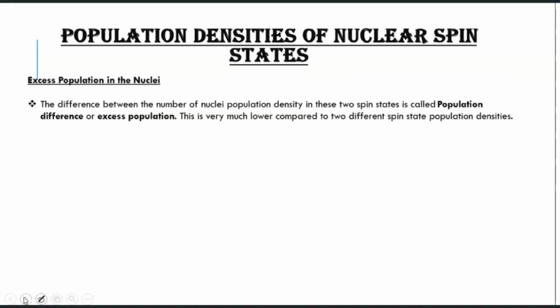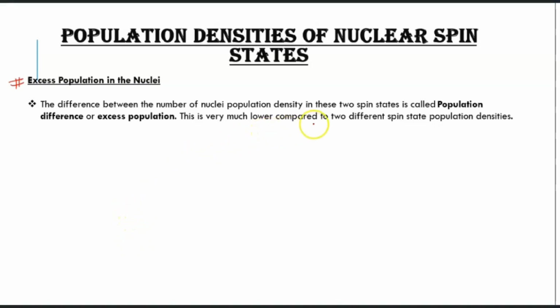Now next is what we are going to see, the population densities of nuclear spin states. First of all, we are going to discuss the excess population in the nuclei. So the difference between the number of nuclei in these two spin states is called population difference or excess population. तो आपके पास nuclear population densities की जो दो spin states आती हैं lower और excited spin state में, उसमें आपके कितने nuclei नीचे वाले state में हैं और कितने ऊपर, उसका जो difference है that is what we call population difference और excess population जिसे बोलते हैं.